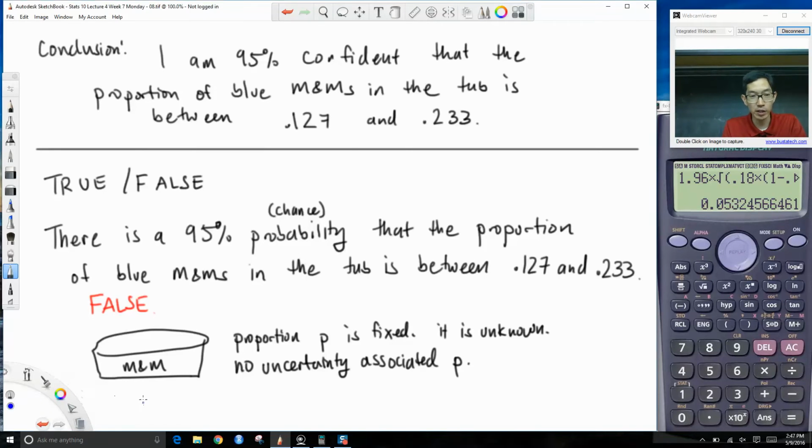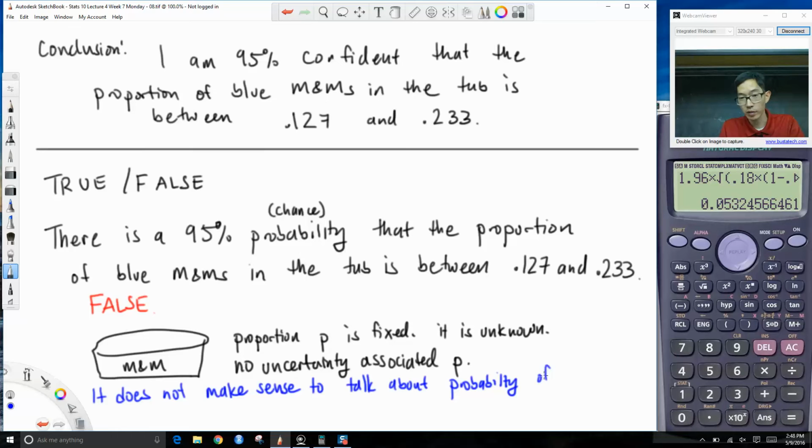So it does not make sense to talk about the probability of p, because it's a fixed value, there's no uncertainty. It's either in the interval or it's not, so we can only talk about our confidence that p is in the interval, but we cannot talk about the probability of p being in the interval.